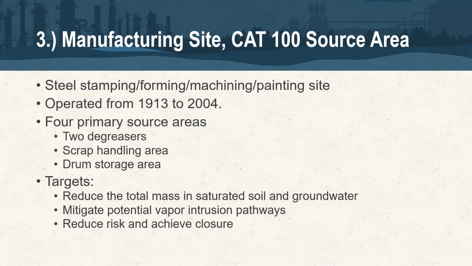This site had very high concentrations, so it necessitated us to switch the technologies from BOSS to CAT 100. There were multiple degreasing areas, a scrap handling area, and a drum storage area, so kind of your typical manufacturing site chlorinated source areas.